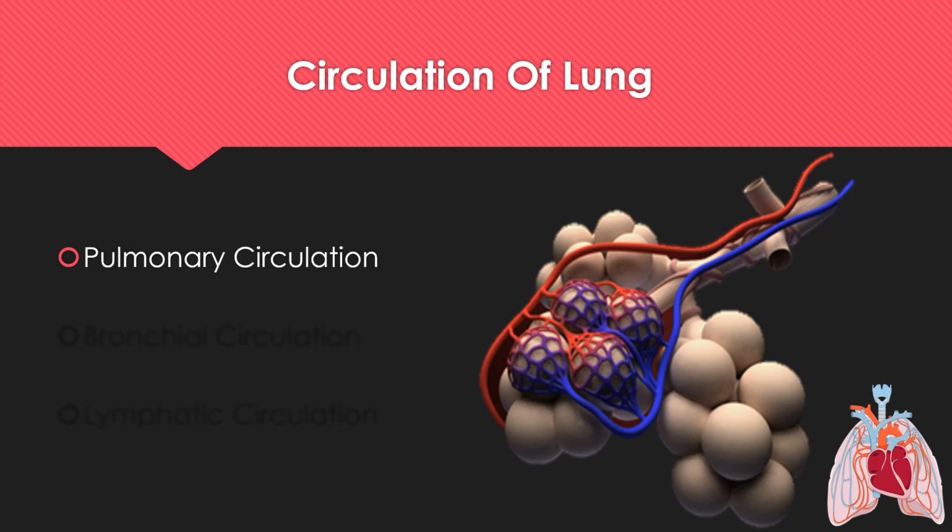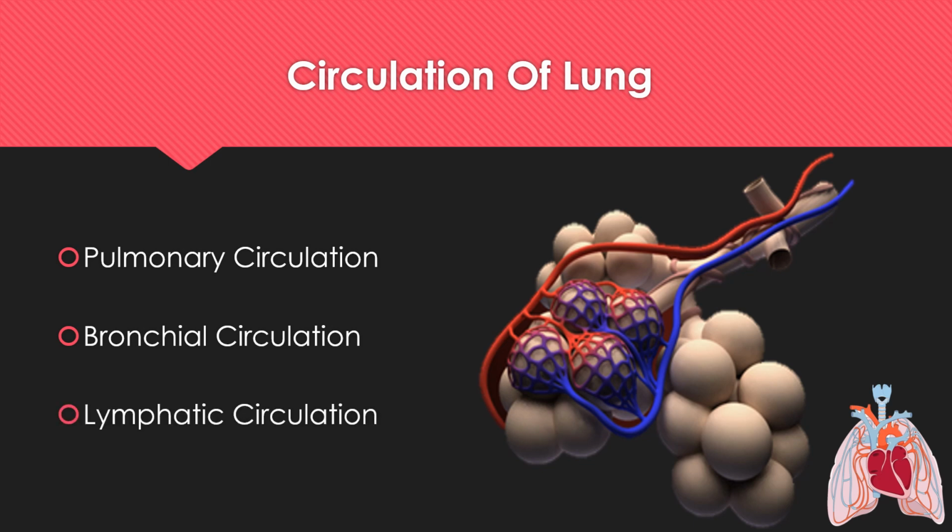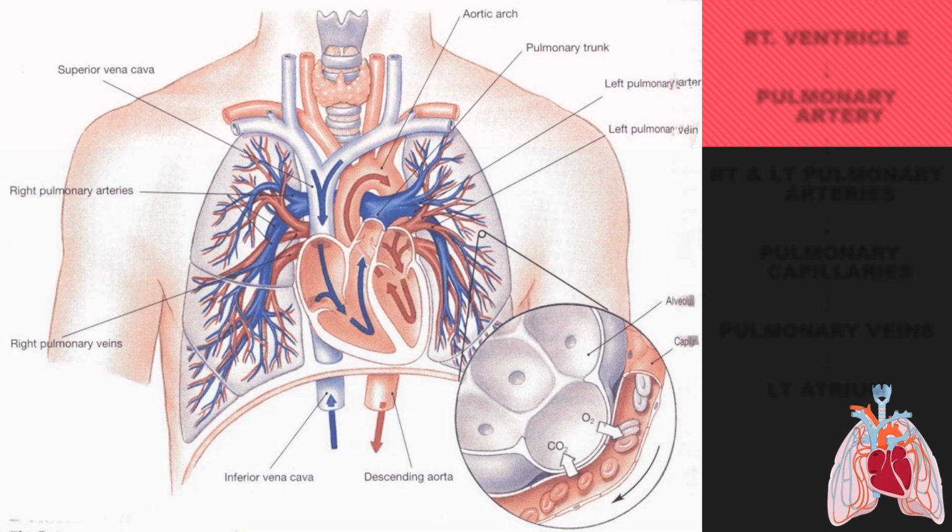So coming to the circulation of the lungs, it has three circulations. One is the pulmonary circulation, another one is the bronchial circulation, and finally the lymphatic circulation. Let us start with the pulmonary circulation.